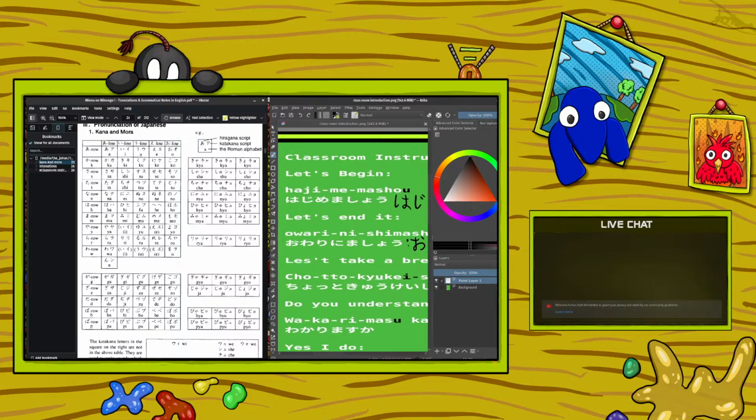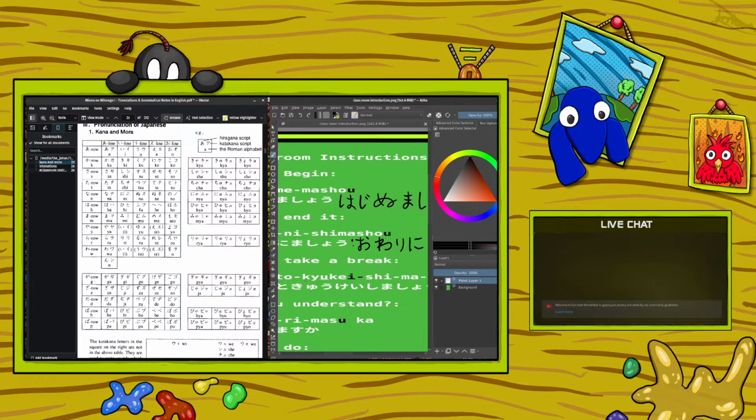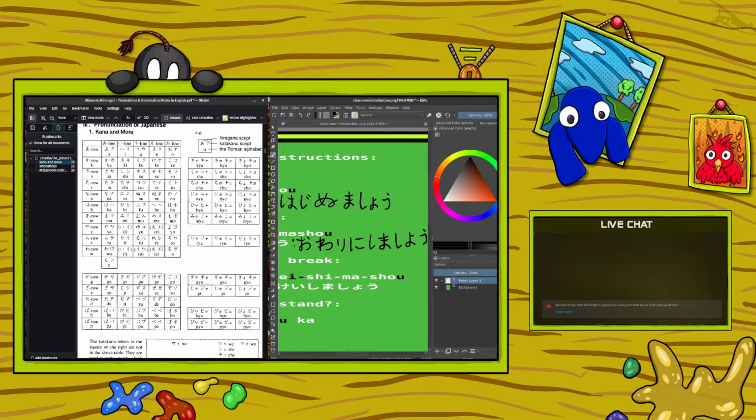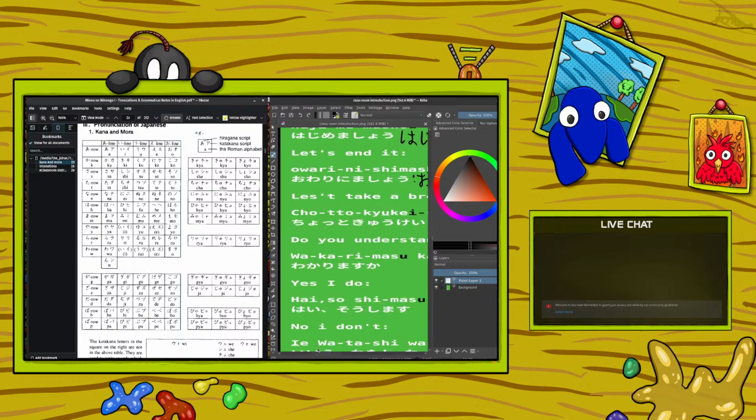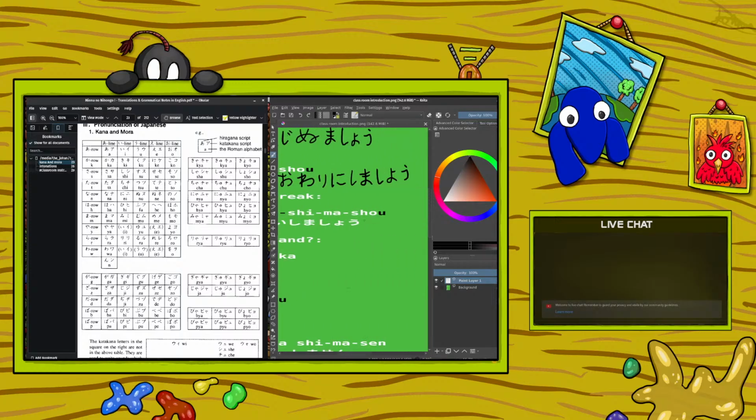Choto, choto, choto kiyuke shimasho. See, another one of those sho's. So, again, same thing as before. We're gonna go first for cho. And you can see that it's already having one of those dastardly ones. We have cho here, so that is the cho one. It's a combined letter, basically.